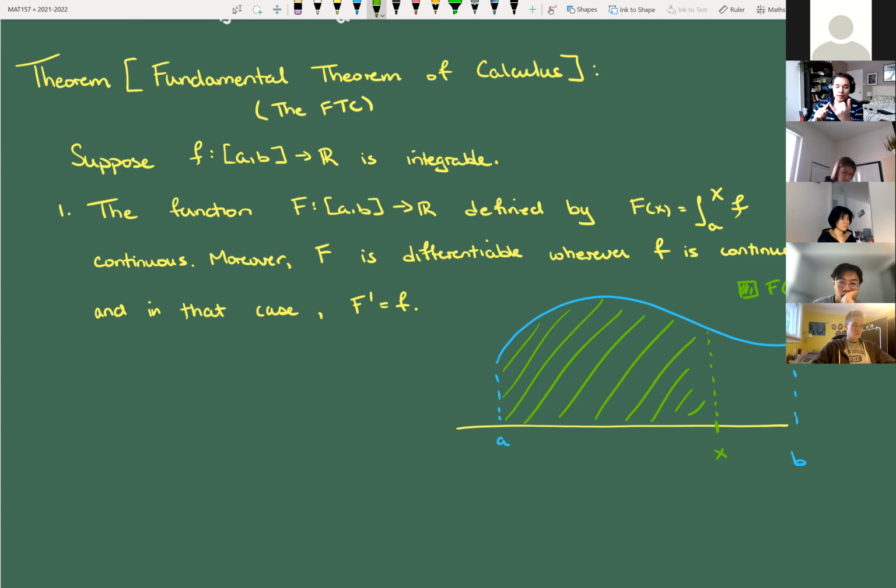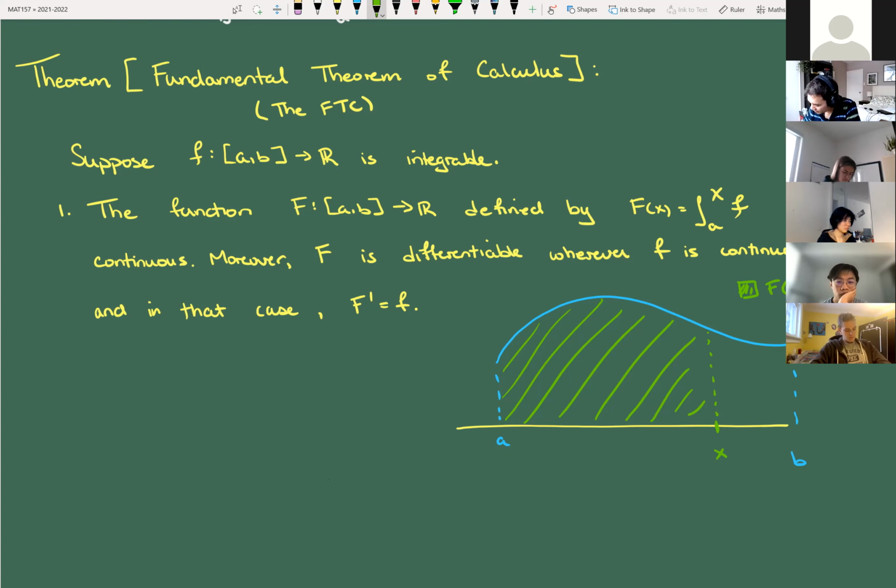Okay, so FTC1 says two things. First of all, no matter what little f is, if little f is integrable, big F is continuous, period. But it says something else, and something equally important. The second thing it says is that wherever little f is continuous, capital F is an antiderivative of it. So the derivative of capital F is little f, wherever that makes sense. This is the important part of FTC1.